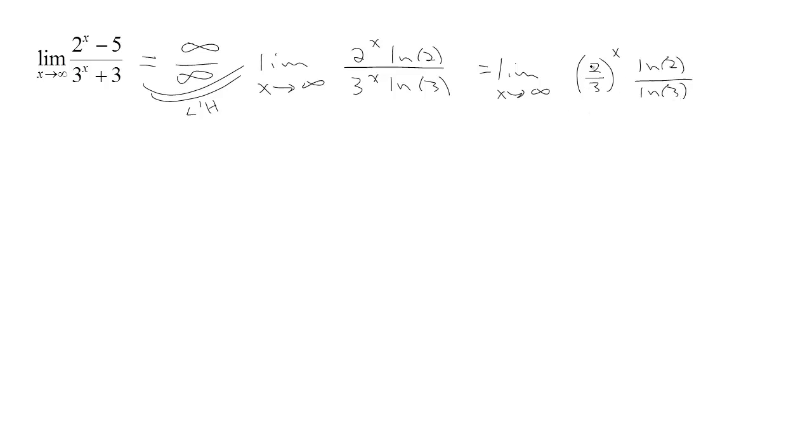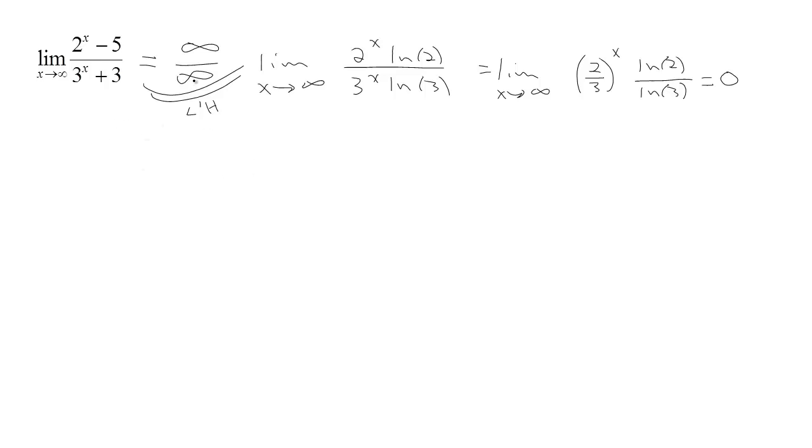But we have a base here that's actually less than 1. So since our base is less than 1, if you take a number that's less than 1 to higher and higher powers, you're going to get 0. So the limit in this case is 0. Basically, the bottom is outgrowing the top and pulling us to 0.